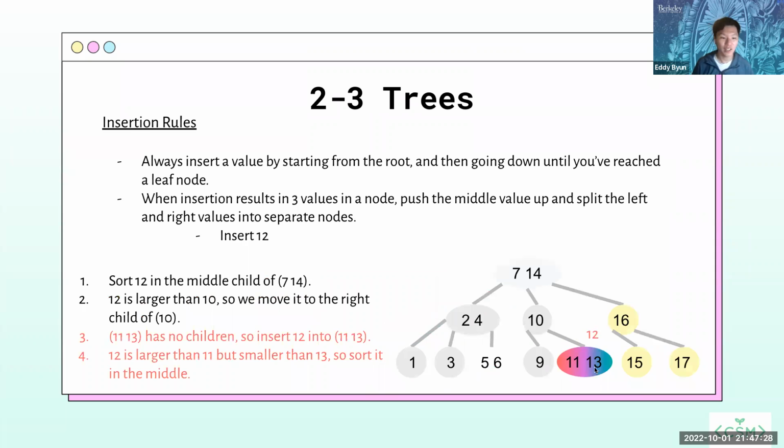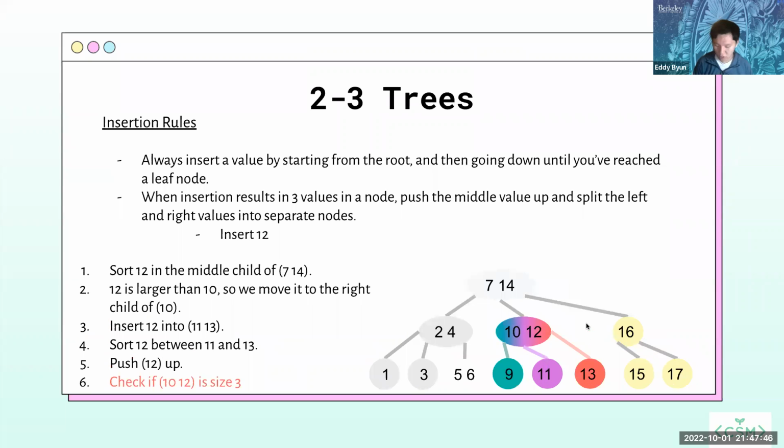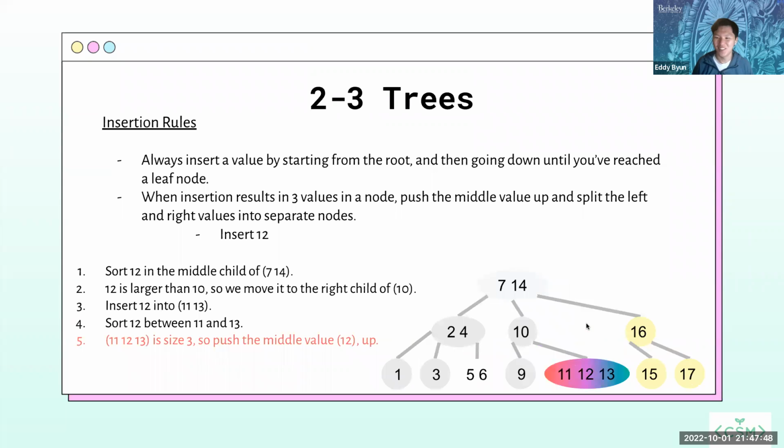When we go to 10's right child, we see that this node here has no children. So we're going to insert 12 into this node. And because 12 is larger than 11, but smaller than 13, we're going to put 12 in between 11 and 13. Okay, cool. So that's going to result in this node here.